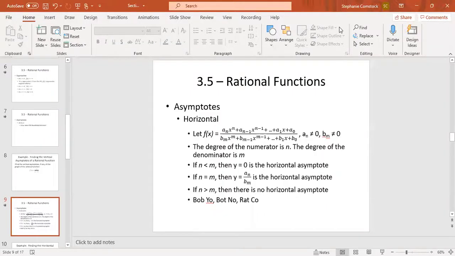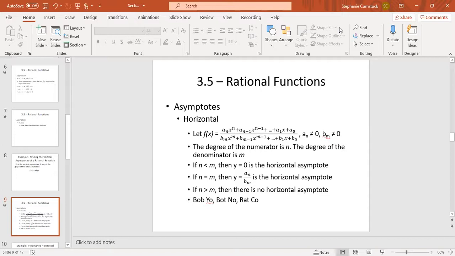Okay, so the next type of asymptote that we're going to talk about is a horizontal asymptote. Now this looks big and scary, and it's really not. The biggest thing that we're worried about is we want to look at what is the biggest power on the top and what is the biggest power on the bottom. So they're talking about the degree of the numerator is n, the degree of the denominator is m.